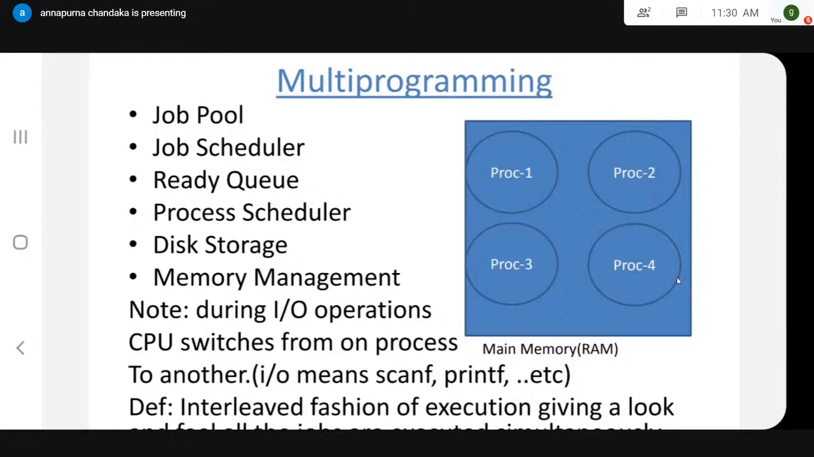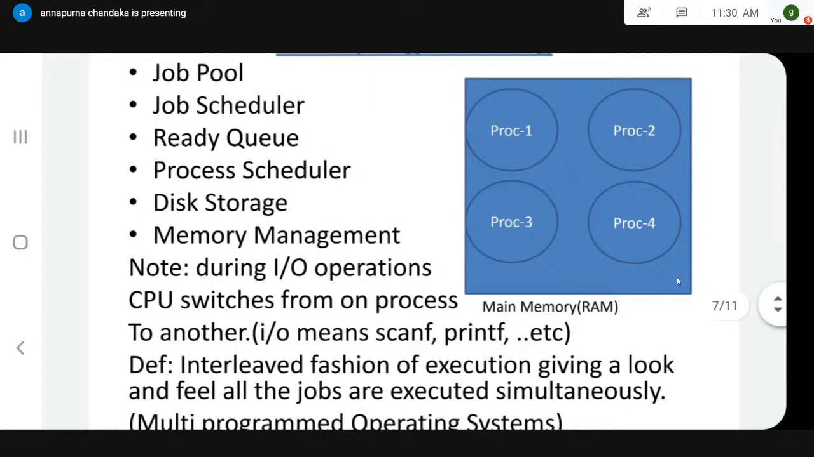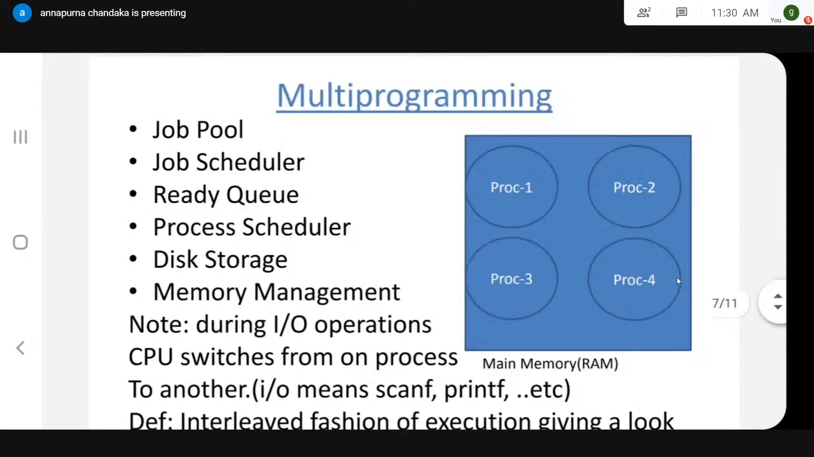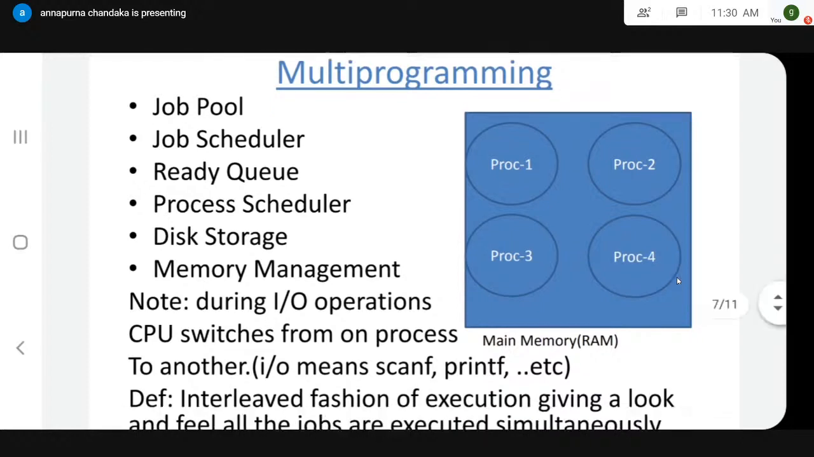While executing the third job, in case the first process has completed its IO operation, the CPU stops the present execution and gives control of the CPU to the first process. Like this, in the interleaved fashion of execution, it gives the look and feel that all the jobs are happening simultaneously. This kind of concept is called multi-programming.